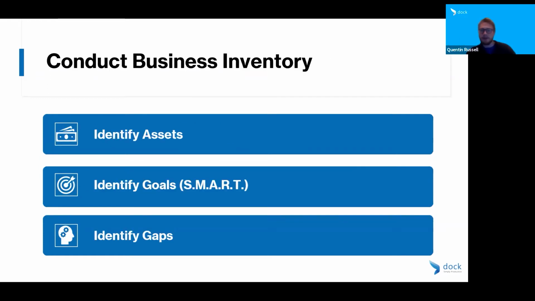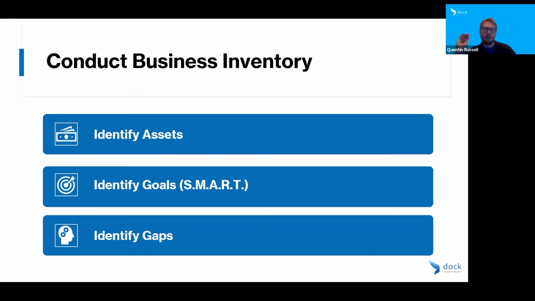So basically, conducting a business inventory. This includes identifying your assets. So figuring out what you currently have, what you're currently spending money on, your income, and what your budget is for actually getting new materials and acquiring new vendors, what you're looking for.